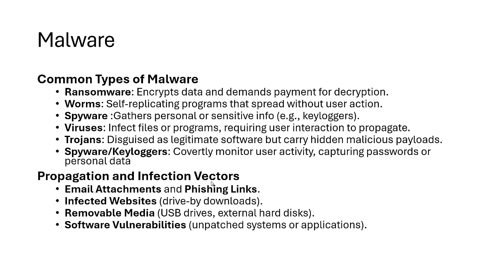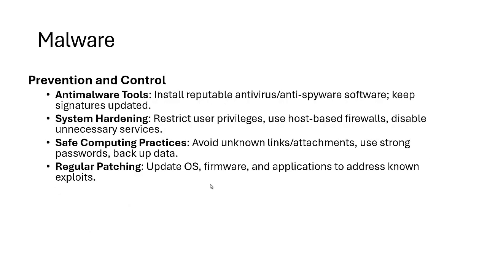Propagation and the vectors of spreading are email attachments, or you connect to a website and download the virus from the website. I give the pen drive, and the virus is there, or it spreads with the help of vulnerabilities. So we use some countermeasures. The first is anti-malware. By installing anti-malware, they are able to detect the virus and everything. Keep the signatures up to date, because if they are not updated, a new virus can easily replicate. Second is system hardening, where we restrict user privileges, use a host-based firewall, and disable unnecessary services. Third is safe computing practice: avoid unknown links and attachments, use strong passwords, and regularly patch your systems.